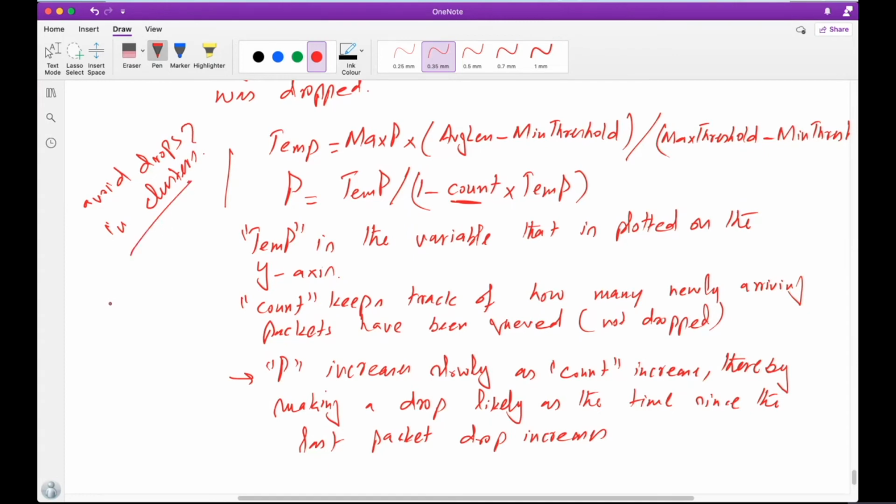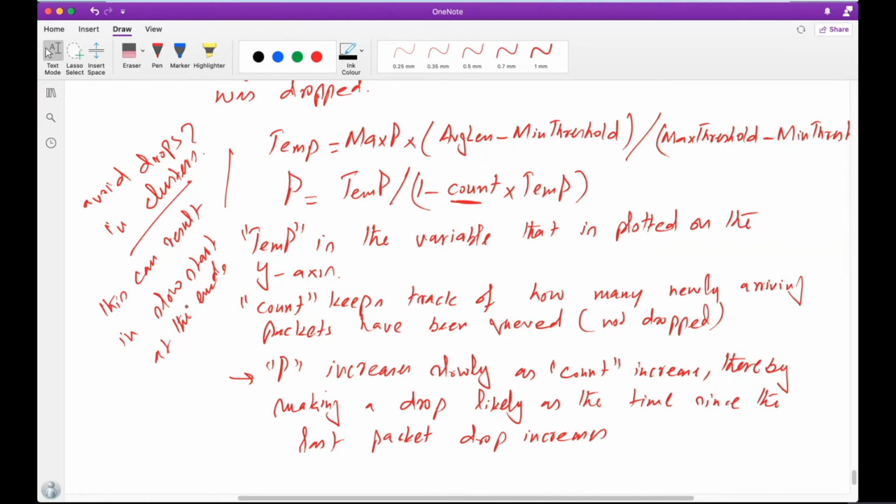Because if this happens, this can result in the sender going into slow start at the end, right? And we do understand what we mean by this slow start, because obviously this will then slow down the sending rate.